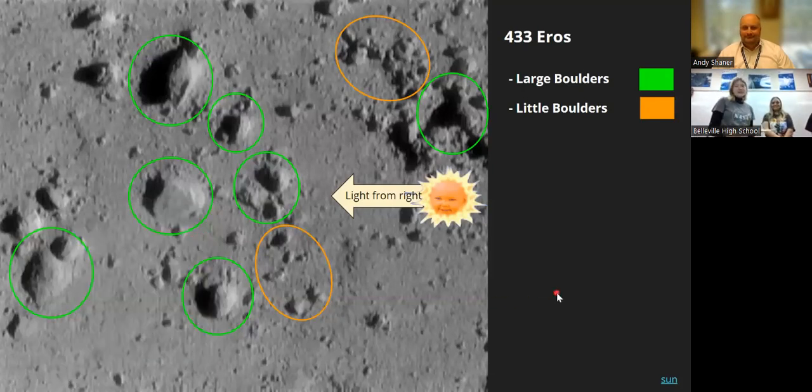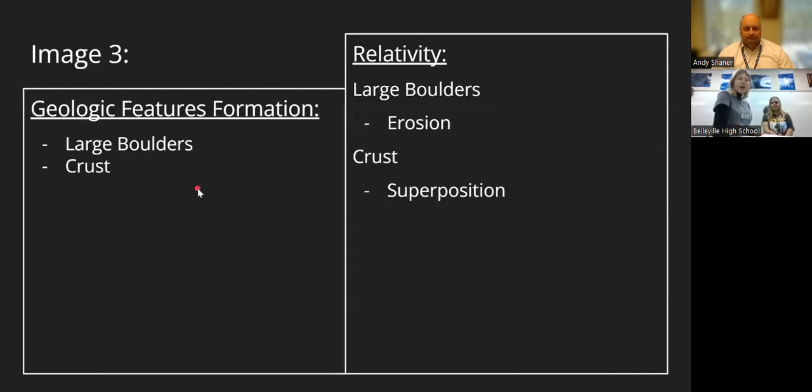So the last image, we figured out that it was 433 Eros asteroid, and we found some large boulders on top of it and also some smaller boulders, and figured out that the light was from the right because of the way that it hits the boulders and the shadows. Some features that we found were, like I said, the large boulders and the crust. The boulders were likely from impact debris, and the crust was formed from the cooling of lava.